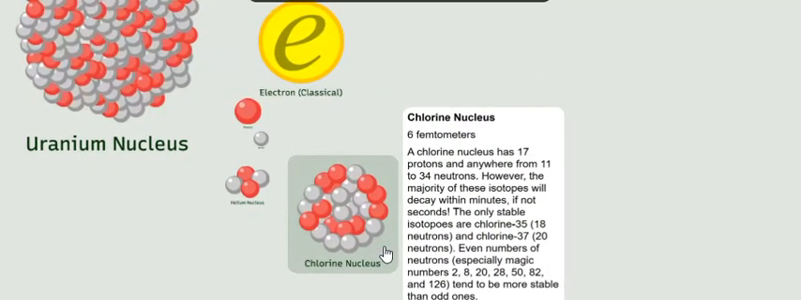Chlorine nucleus, 6 femtometers. A chlorine nucleus has 17 protons and anywhere from 11 to 34 neutrons. However, the majority of these isotopes will decay within minutes, if not seconds. The only stable isotopes are chlorine 35, 18 neutrons, and chlorine 37, 20 neutrons. Even numbers of neutrons, especially magic numbers, tend to be more stable than odd ones.